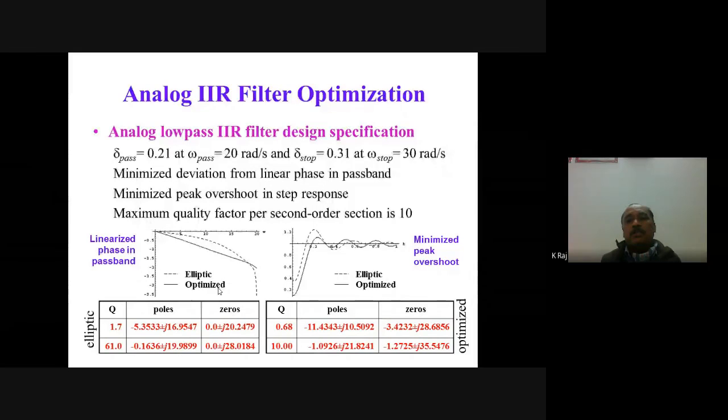After optimization, what will be the difference between these two types of design? One is the designed filter and the second one is the optimized filter. And in both cases we will also analyze the location and positions of the poles and zeros as well as the Q factors. One example is given here. Accordingly, you have to prepare the table and you have to write some comments on your results.